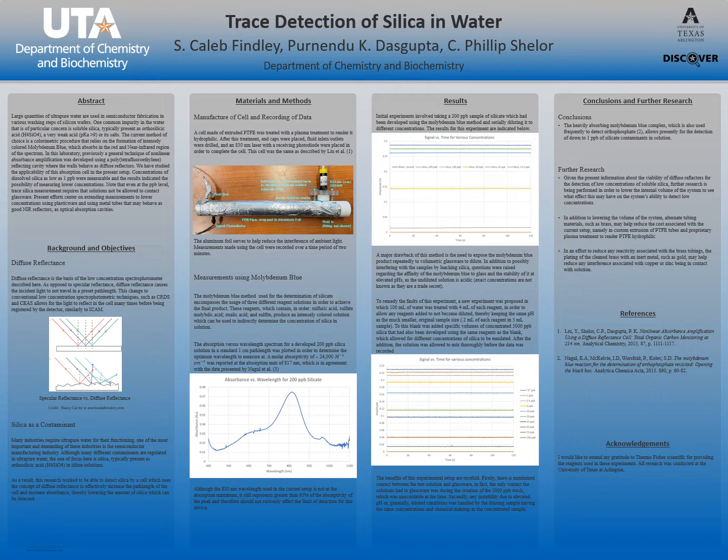Additionally, why specifically silica, right? Silica is one of the regulated contaminants in ultrapure water, which is used extensively in the semiconductor manufacturing industry. In effect, our goal became to be able to measure trace quantities of silica using our diffuse reflecting cell. Now, on to how we did it.